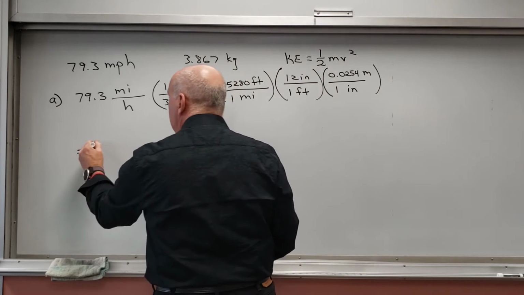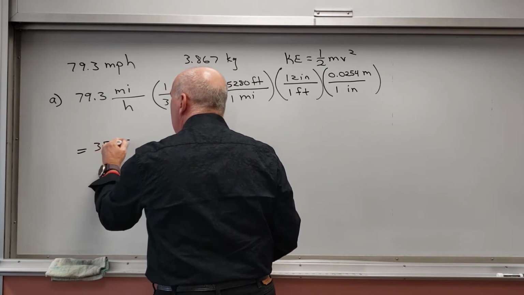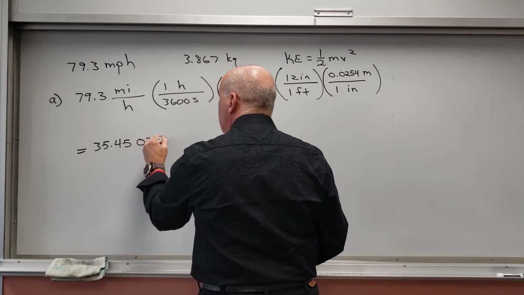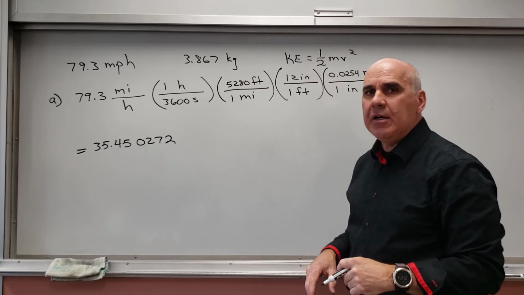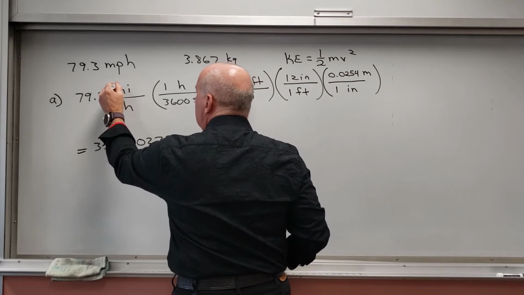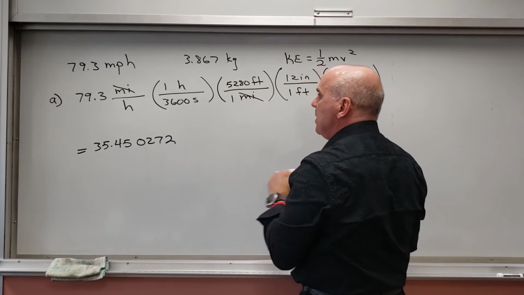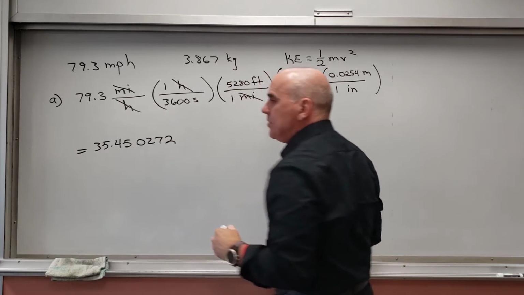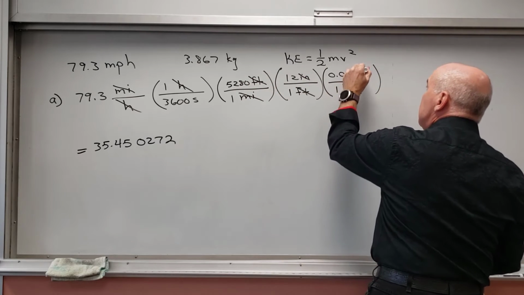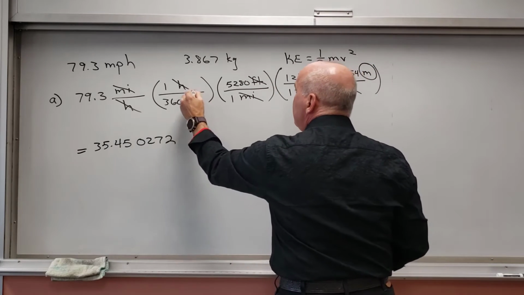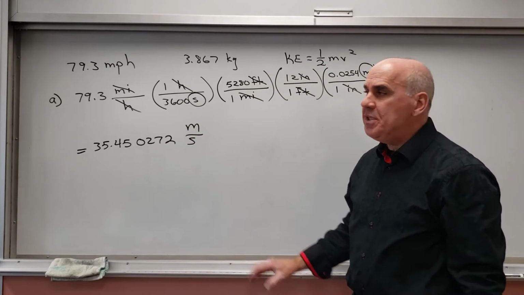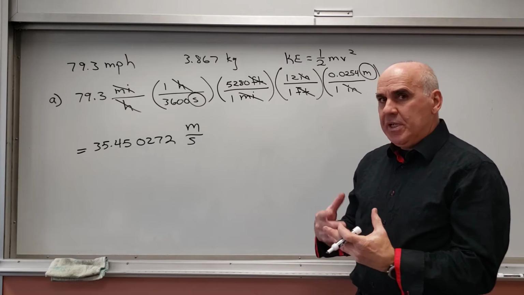And so when I'm done doing that, when I work all of this out, I get 35.450272. That's what my calculator spits out. Now, let's look at units. So I've got miles over here, cancels with miles there. Hours up here, cancels with hours there. Feet, cancel. Inches, cancel. I'm left with meters in the numerator, seconds in the denominator. So this is meters per second. That's meters per second. All right, so there's my answer.